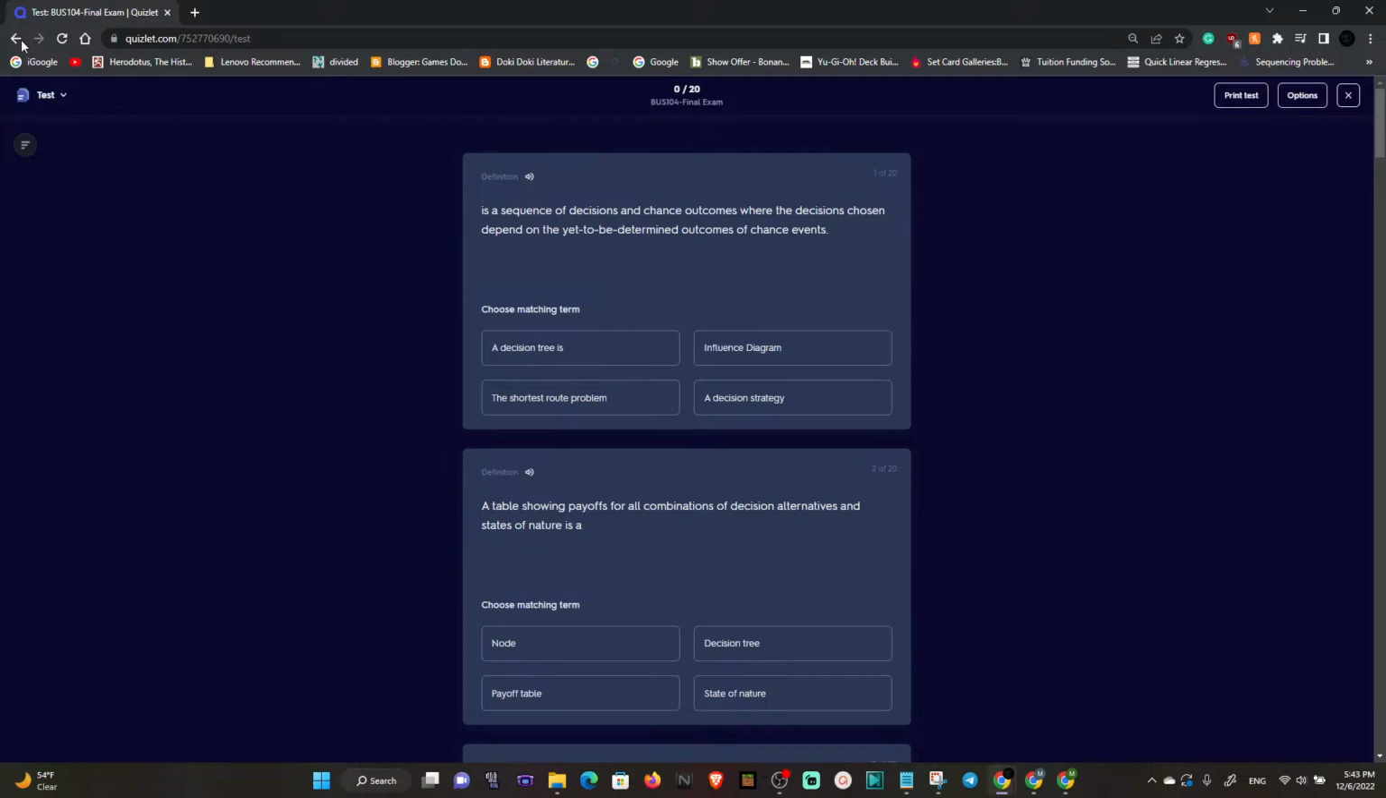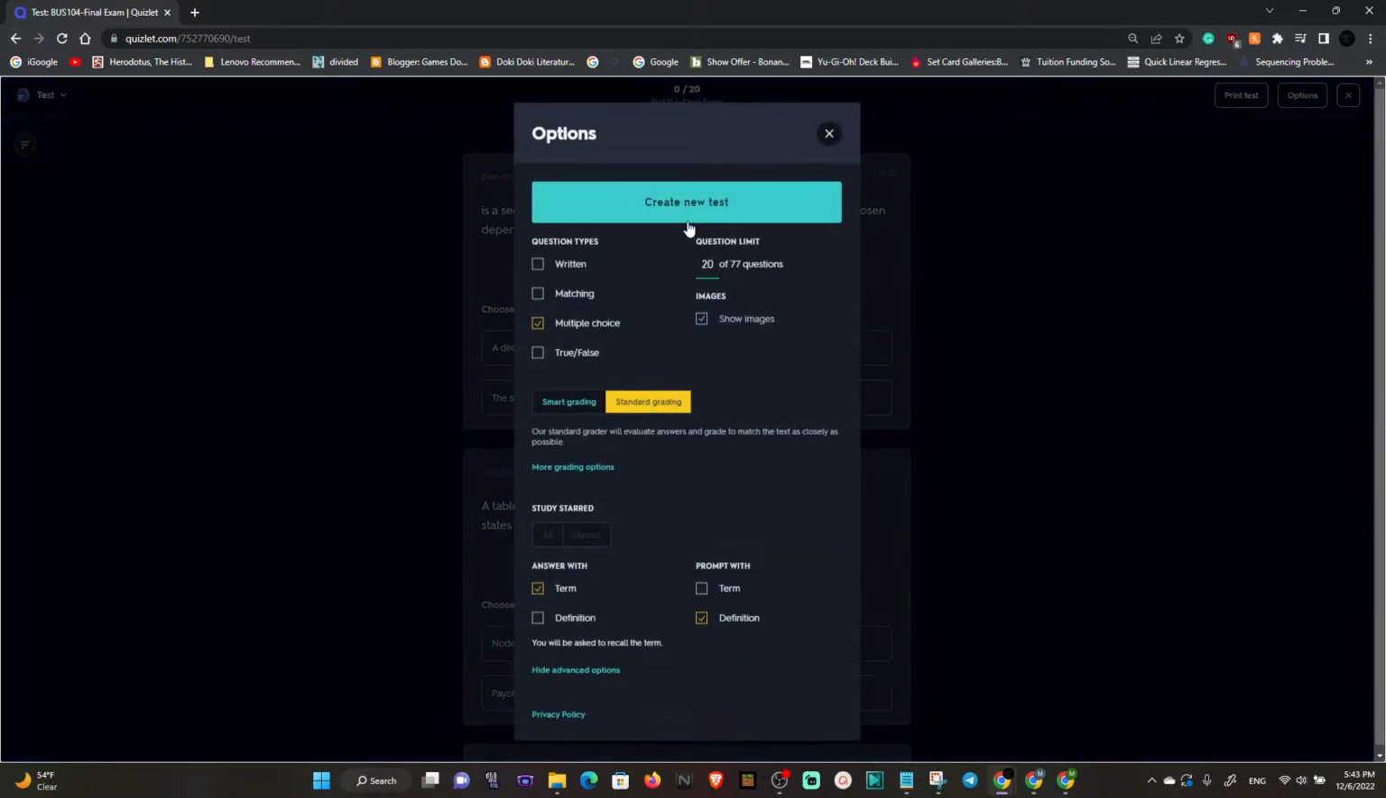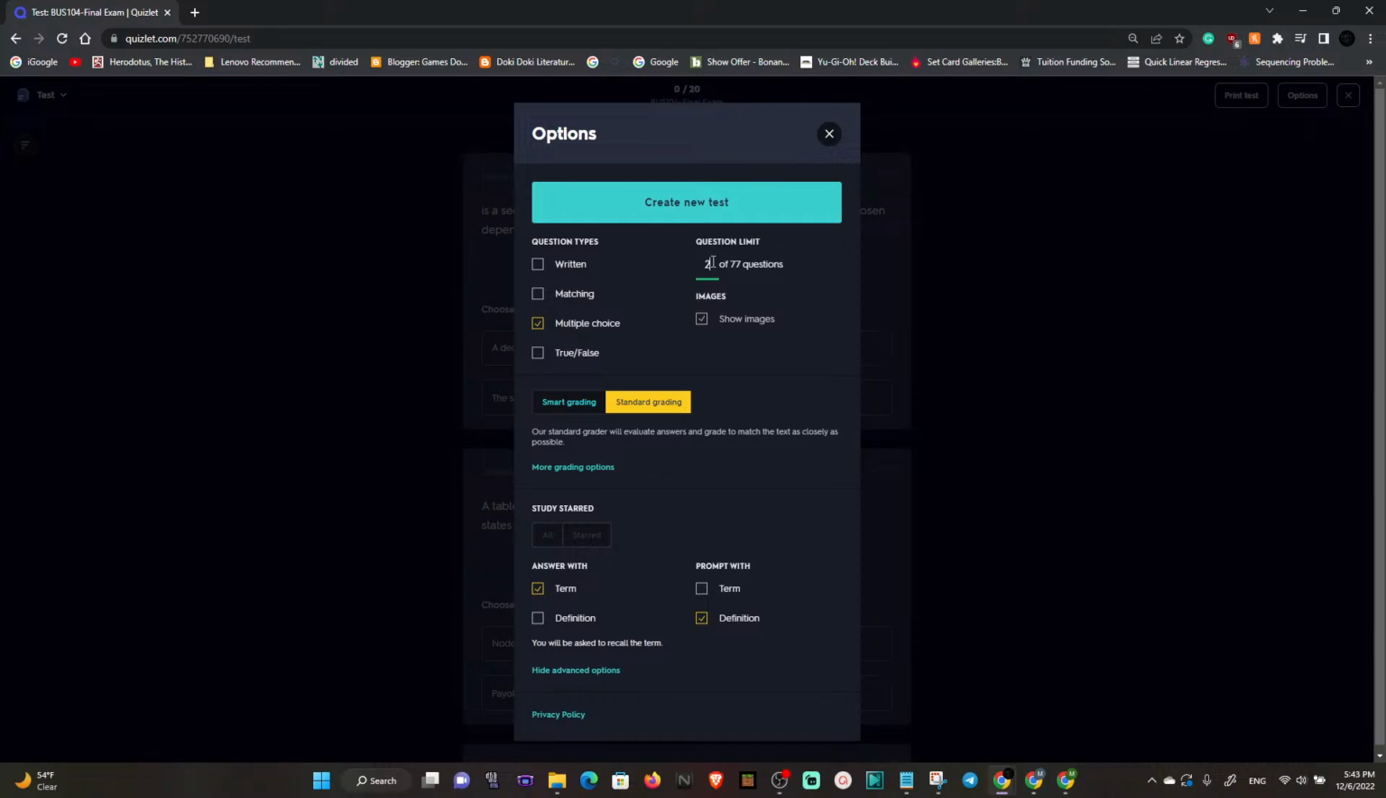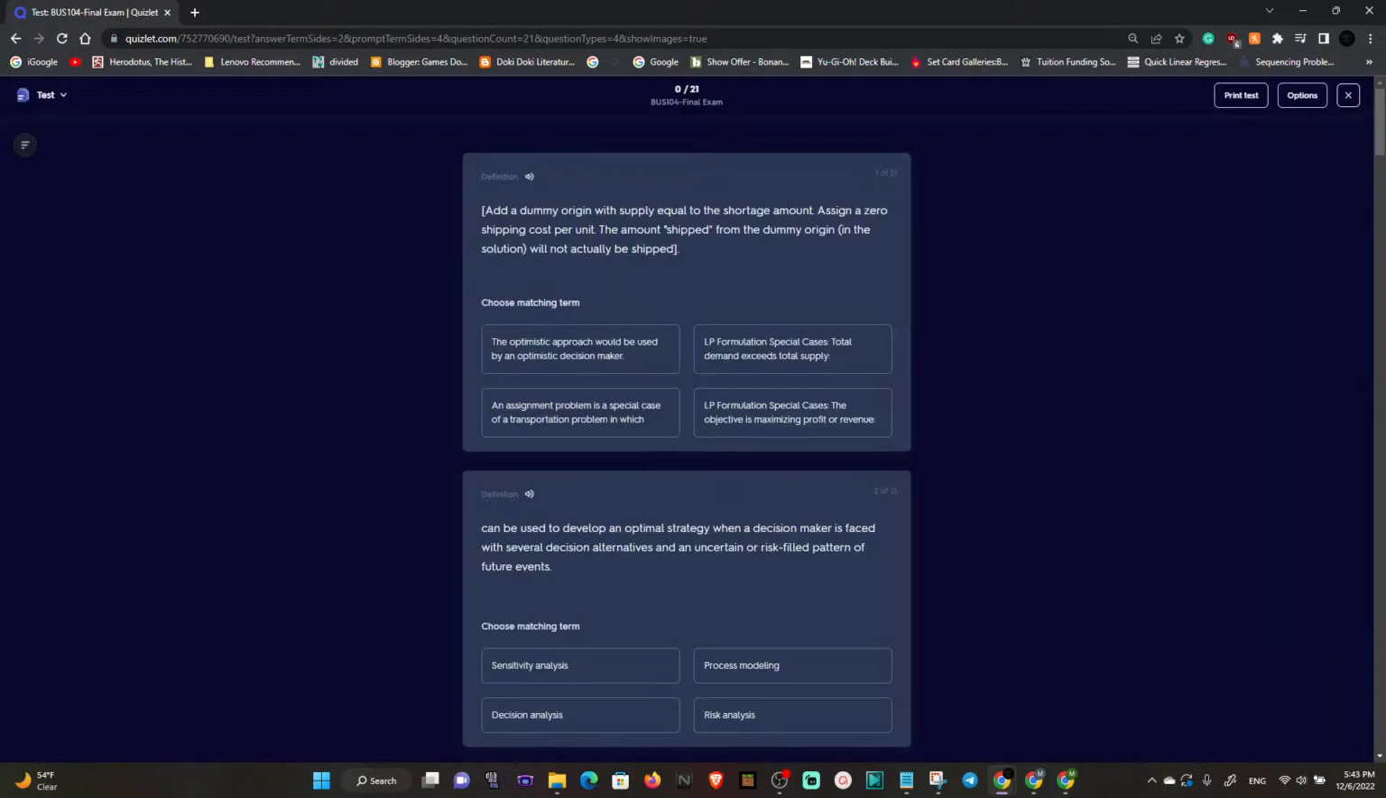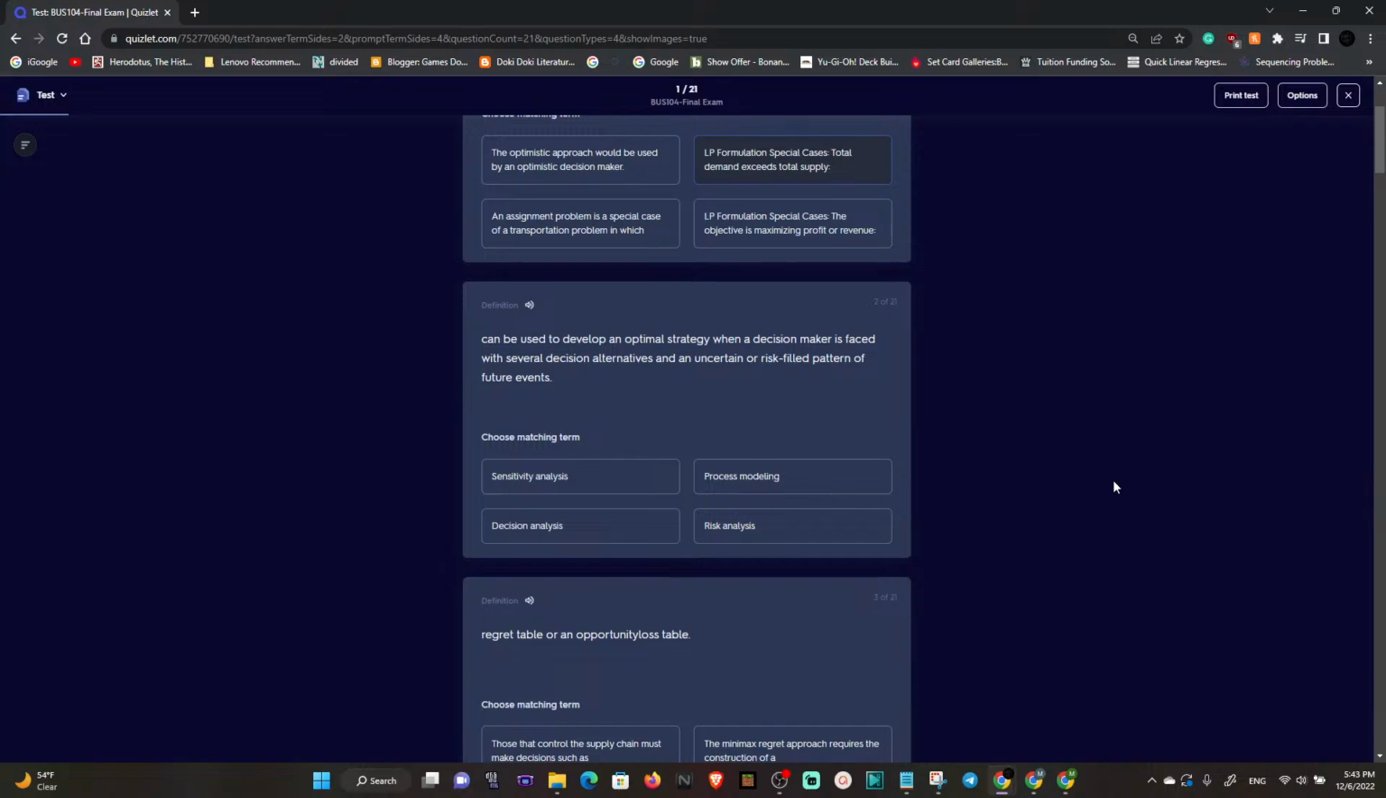Okay, actually there's 3 of us. Let me go options. We're going to do 21. Create a new test. Good. Add a dummy origin with supply equal to the shortage amount. Assign a 0 shipping cost per unit. The amount shipped from the dummy origin in the solution will not actually be shipped. That's when total demand exceeds total supply. You're up.